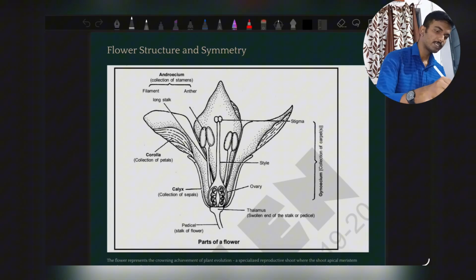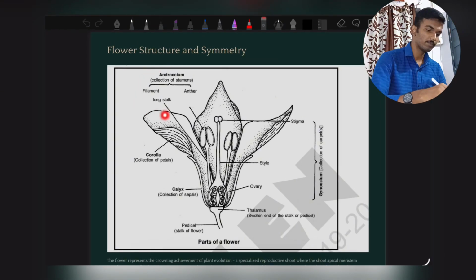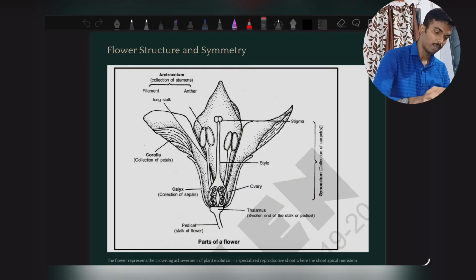Now, flower structure and symmetry. Androecium contains filament and anther. Gynoecium contains stigma, style, ovary. This is corolla, collection of petals. Calyx, collection of sepals. Thalamus, the swollen end of the stalk, and pedicel. Pedicel is the stalk of the flower.